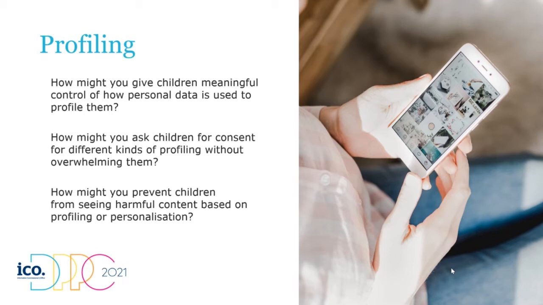If you have allowed profiling, how might you prevent children from seeing harmful content based on that personalisation? This might mean thinking about measures throughout the service, such as contextual tagging and reporting procedures that are appropriate for users of different ages.